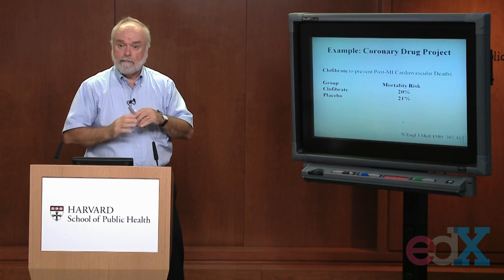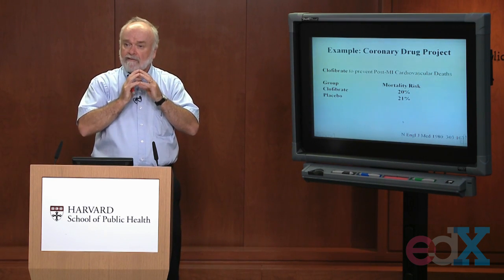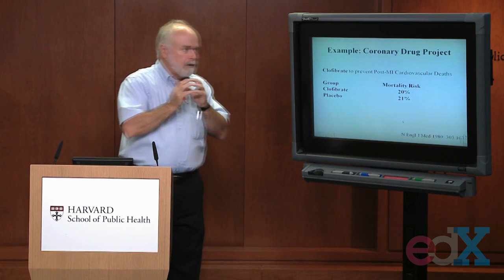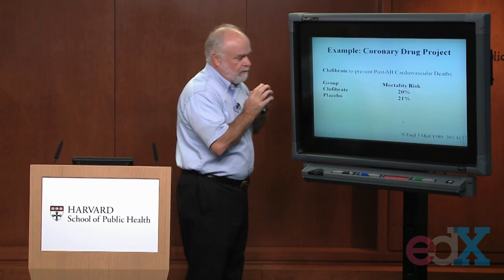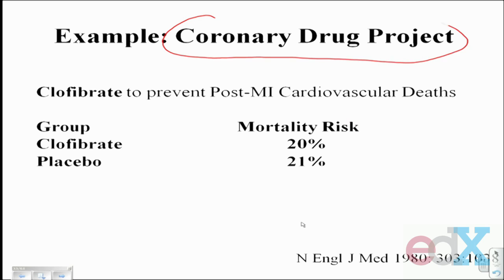Now, why is that important? I think a classic example that drives that home was a study that was published a number of years ago, in 1980, known as the Coronary Drug Project. And I've given you the reference on the bottom here. There was a clinical trial of patients who had suffered myocardial infarctions, trying to prevent them from dying. Post-MI cardiovascular death was the outcome of interest.